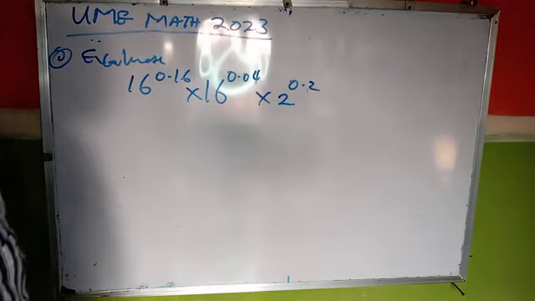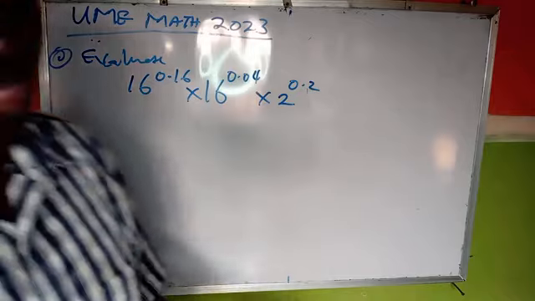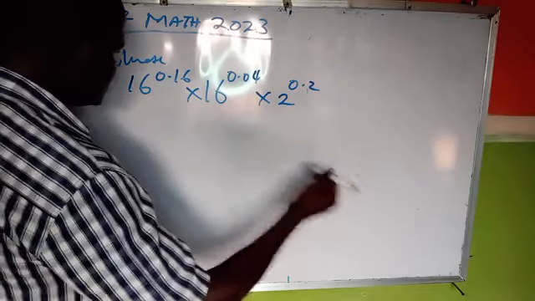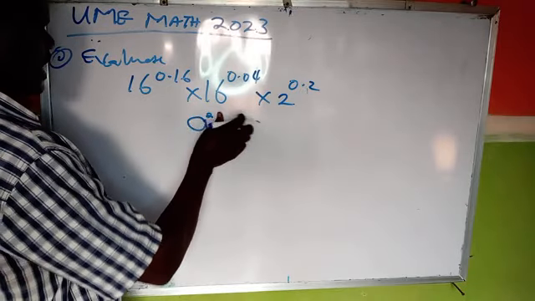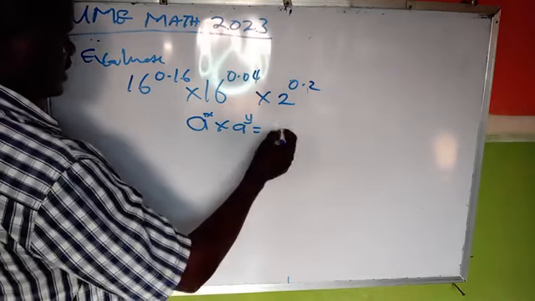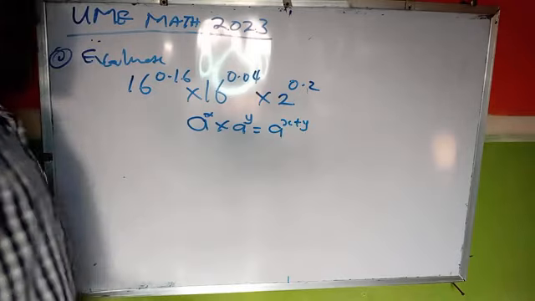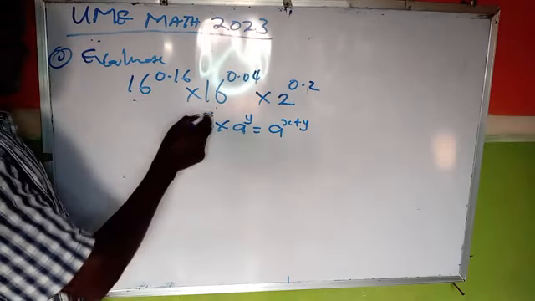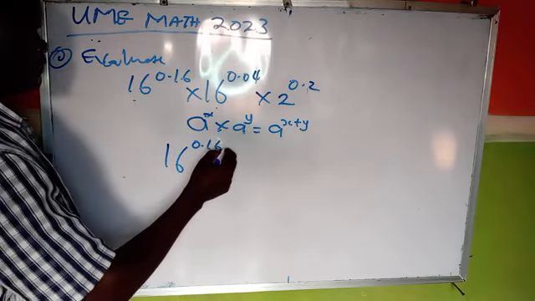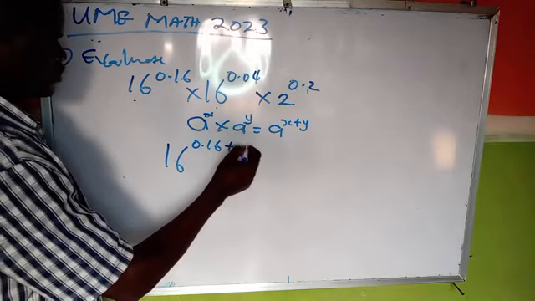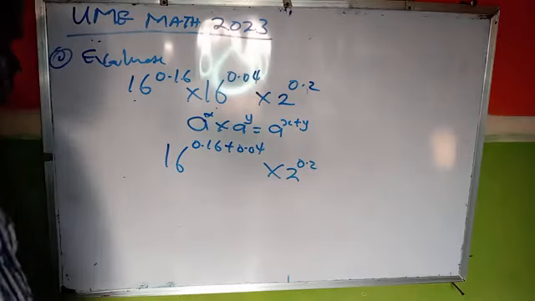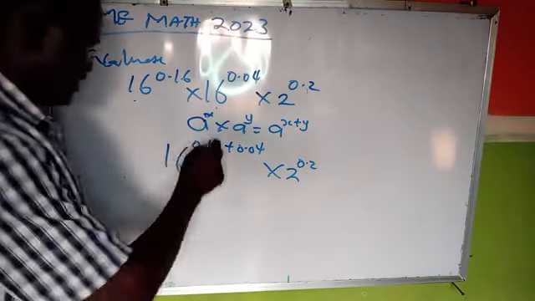Look at this one. If you look at it from what you've learned, you know that this is indices. In indices, if you have a raised to power x times a raised to power y, this will give you a raised to power x plus y. So here we have 16 raised to power 0.1 plus 0.04, then times 2 raised to power 2. I believe you are following. So this is what we have here.